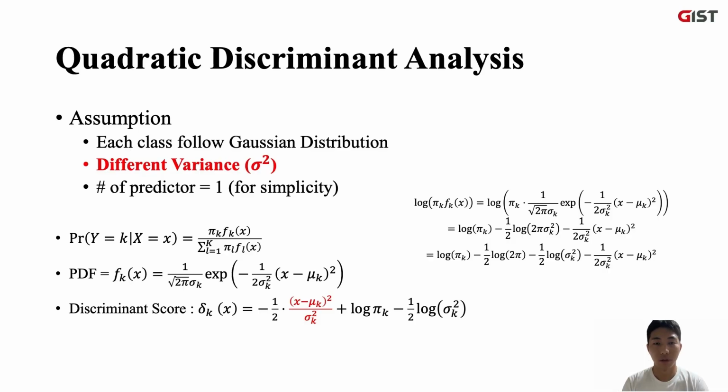We take the log of the numerator of the posterior. However, based on the QDA assumption, we now use a class-specific variance, sigma k. If we separate the log term, the expression becomes like this. And here, the crucial difference from LDA becomes clear. In LDA, we could drop several terms that were common to all classes. But in QDA, the only term that is truly independent of the class k is minus 2 log 2 pi, because the variance sigma k squared is now different for each class.